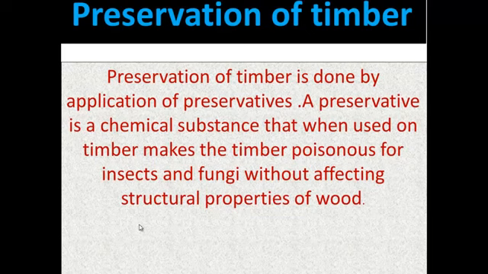Now, what is a preservative? A preservative is defined as a chemical compound that, when applied or injected into the timber, makes the timber poisonous for insects and fungi without affecting the structural properties of the wood. The preservative may be oil soluble, like coal tar, which belongs to this category, or water soluble salts like zinc chloride and copper sulfate.